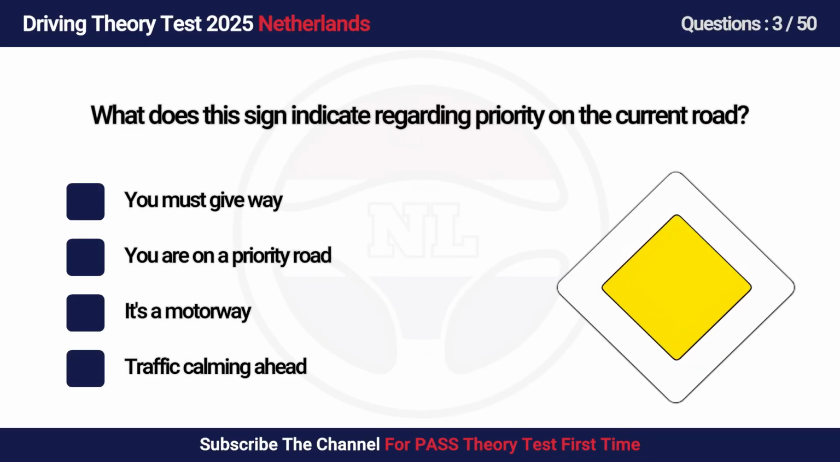A. You must give way. B. You are on a priority road. C. It's a motorway. D. Traffic calming ahead.